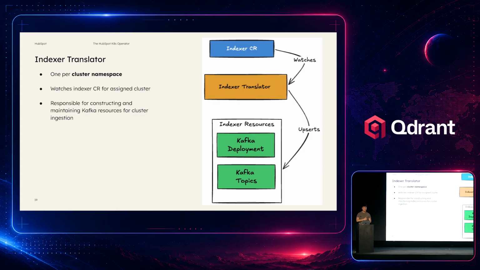And then we have the indexer translator. This is deployed per cluster namespace. It watches the indexer CR, so how many indexer worker pods we need and what the topics are. It will be responsible for constructing and maintaining the Kafka resources for cluster ingestion.